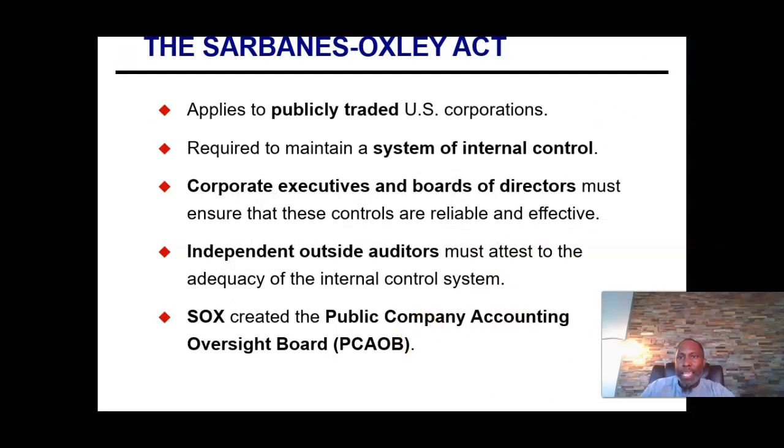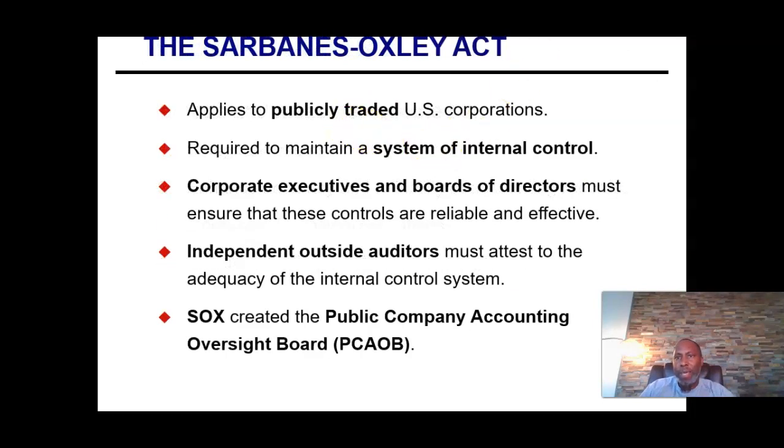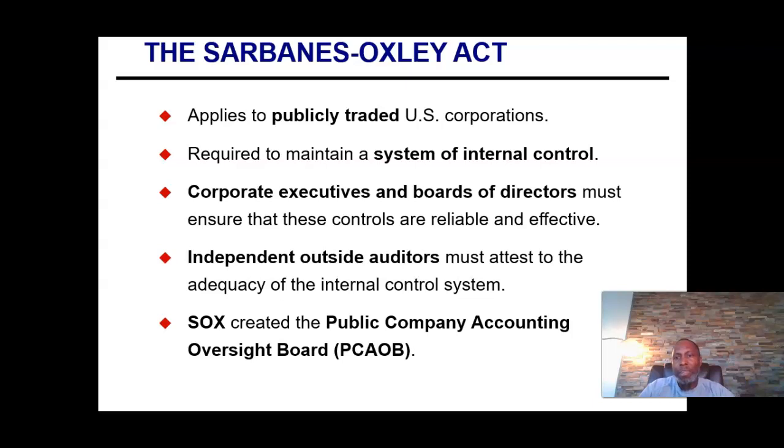So, back in 2002, the Sarbanes-Oxley Act was passed. It changed the way that publicly traded corporations have to address what's known as an internal control system. Now, every public corporation must have in place some type of internal control system, policies and procedures that we'll talk about. This is an order by the PCAOB, the Public Company Accounting Oversight Board.